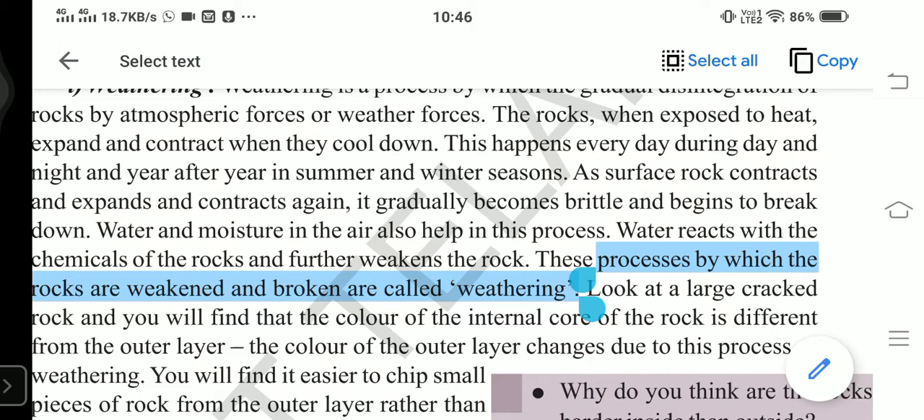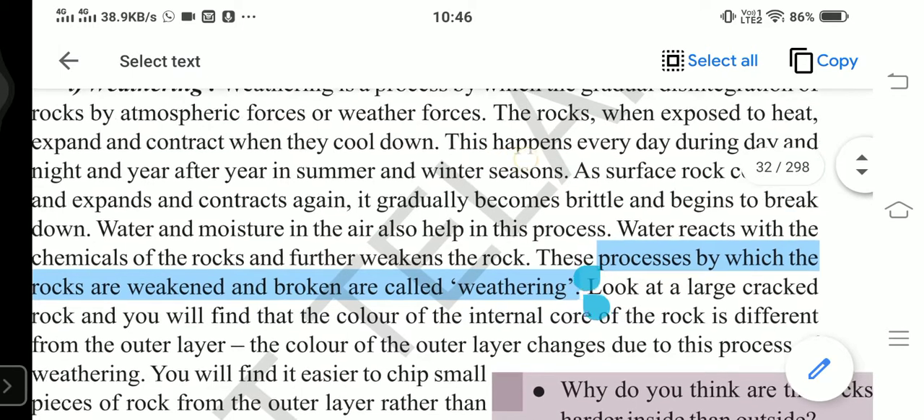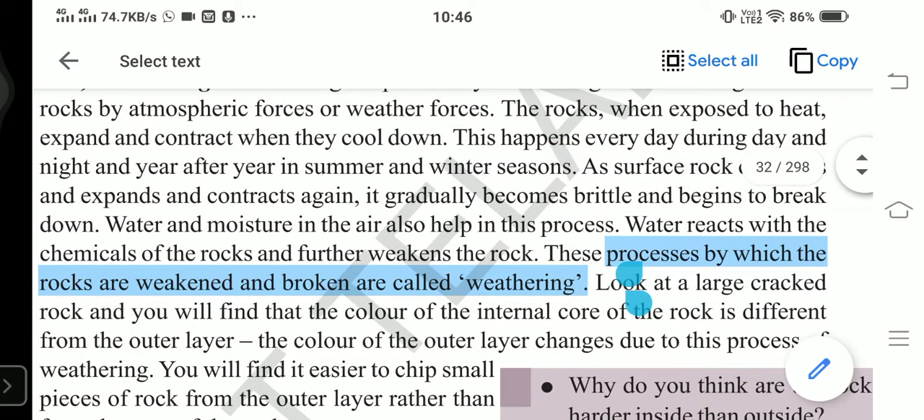It is different from what you call erosion. Don't get confused. When the definition is asked about weathering, you should write this only. It is not the definition of erosion. There will be a slight variation in the definition of weathering and erosion. So what is weathering? It is a process in which rocks are weakened and broken.